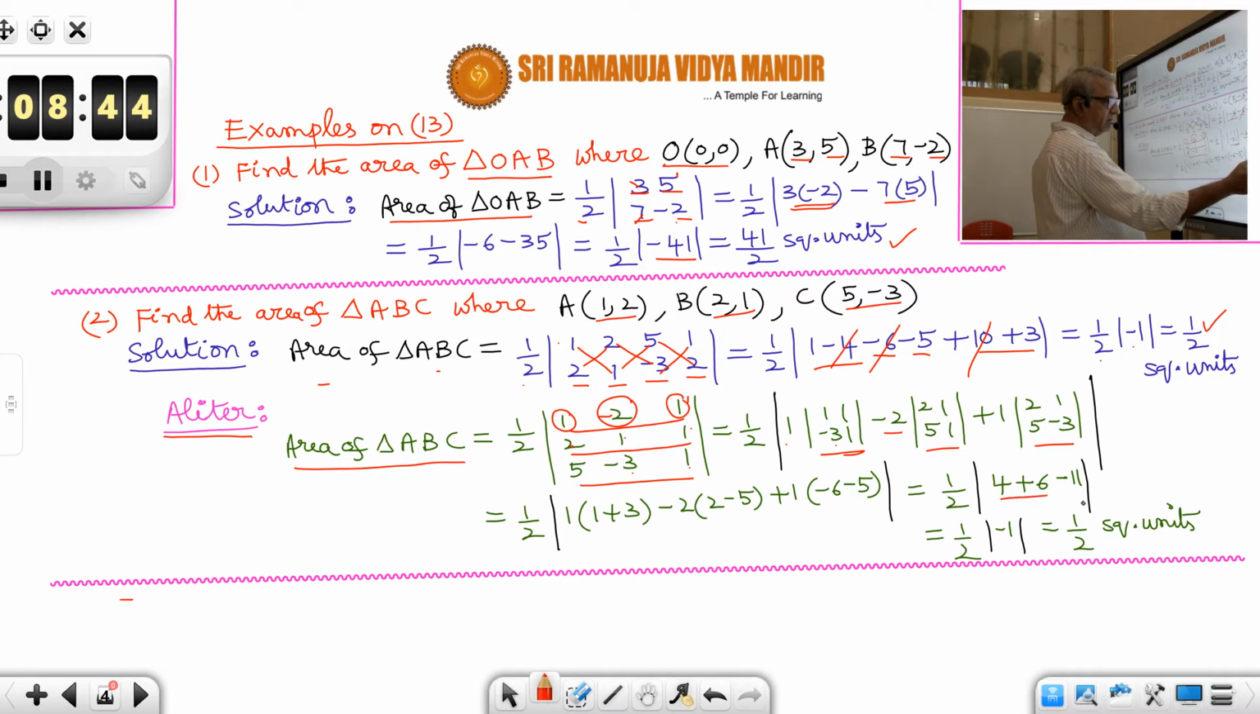So in the modulus you are getting a minus 1 value. Mod of minus 1 is 1. So 1 by 2 square units. So that is how to use the 3 by 3 determinant.